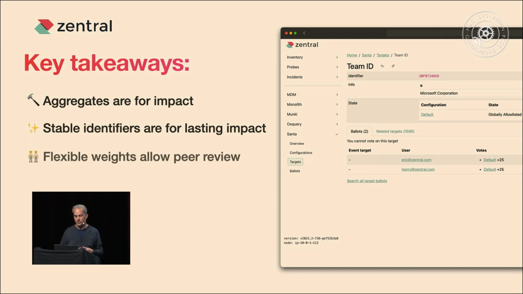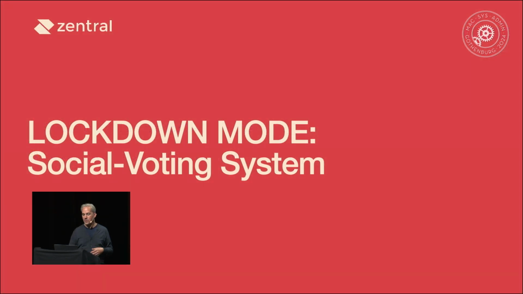And we can do peer review. Here we made the requirement of 2 admin votes for the vendor to go allow-listed globally, and the vendor is Microsoft. Next, we see how we use Santa in lockdown mode and how the user-facing voting system works.